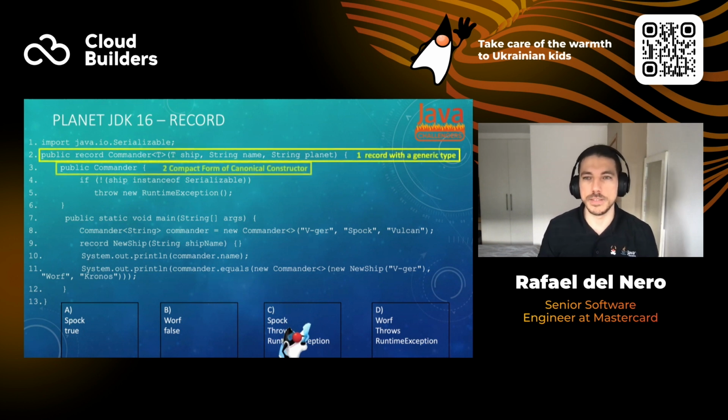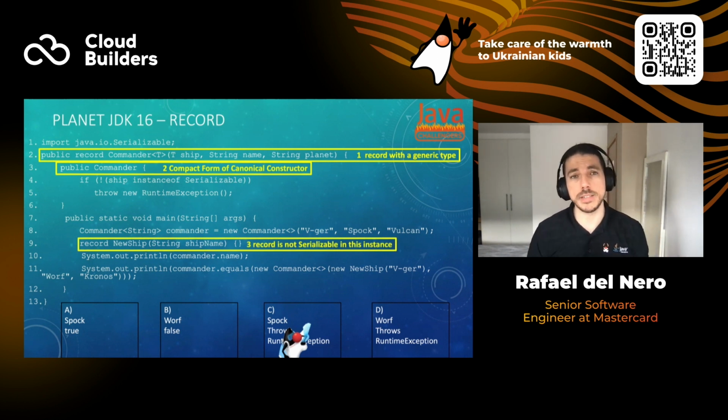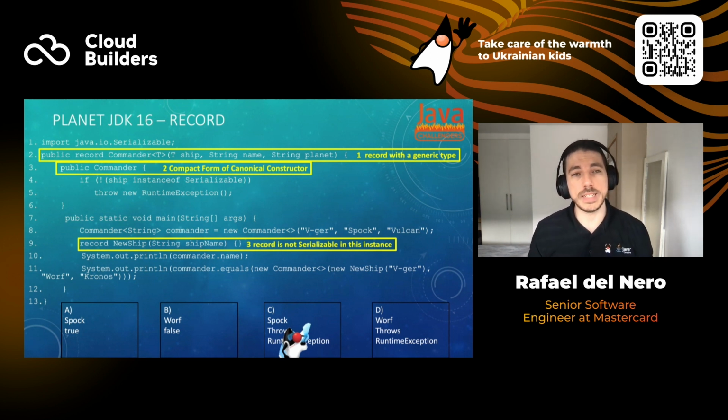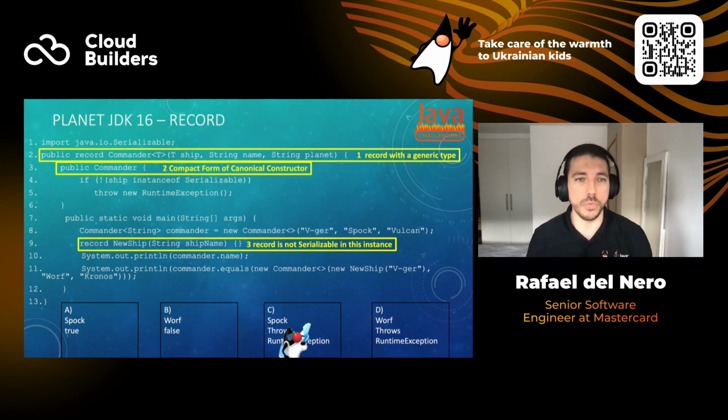Congratulations, Sabri. That's awesome. So, okay, first thing is that we can use generics if we want in a record. And you notice that we are using the compact form of a canonical constructor, which means that we don't need the parentheses. We can just use it like that. And we have a check there where we are checking if ship is serializable. And then notice that we are declaring a new record inside the main method. So we are declaring the new ship record.